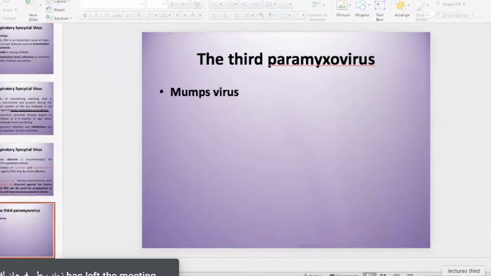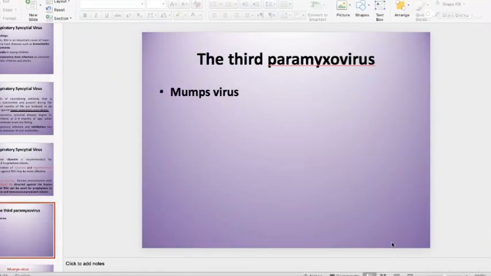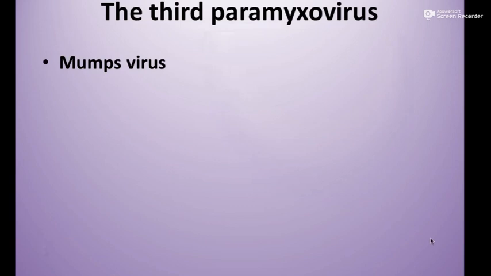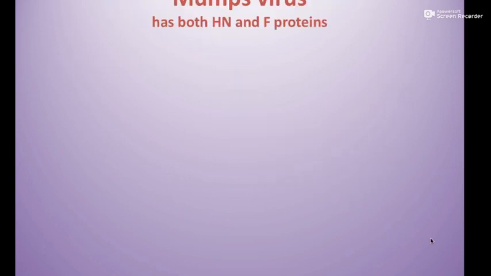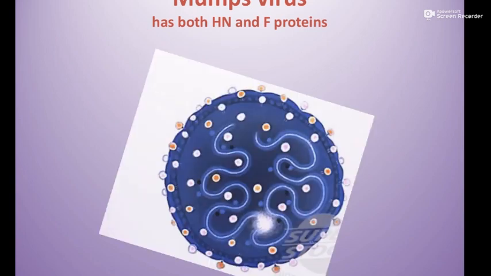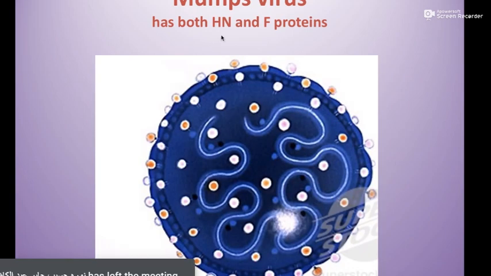نكمل هذا الفيروس وبعدين وراها نبدي ريكوردينج جديد على the last two viruses. Mumps virus, the third Paramyxovirus, mumps virus. Mumps اللي هو يسوي النكاف. حتى ما تنسى النكاف اللي هو inflammation of the parotid gland أكثر شيء. It has both HN, hemagglutinin neuraminidase, and also have fusion protein.